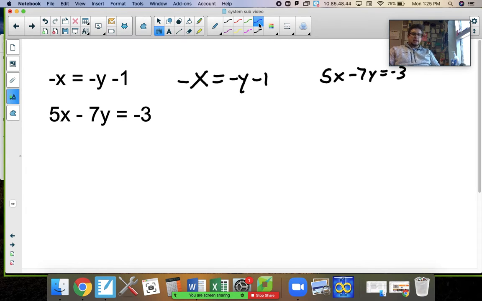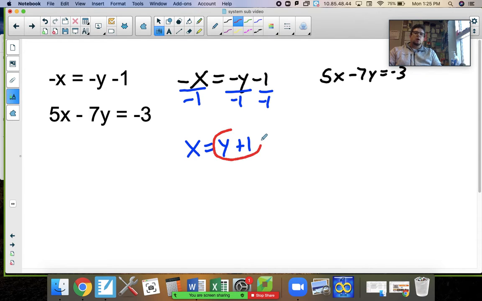And I need it to be an x equals. Well, it's almost an x equals. The only thing I need to do is divide everything by a -1. That way it becomes a positive x, positive y, and a positive 1 in this case. X equals, so x is equal to all of this. So I'm going to replace the x in this problem with everything I have circled.